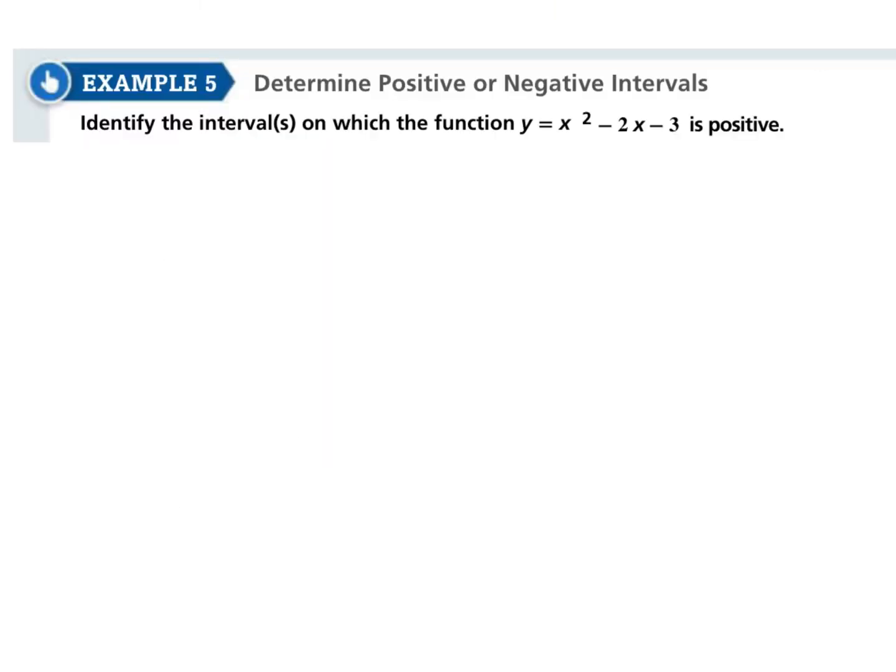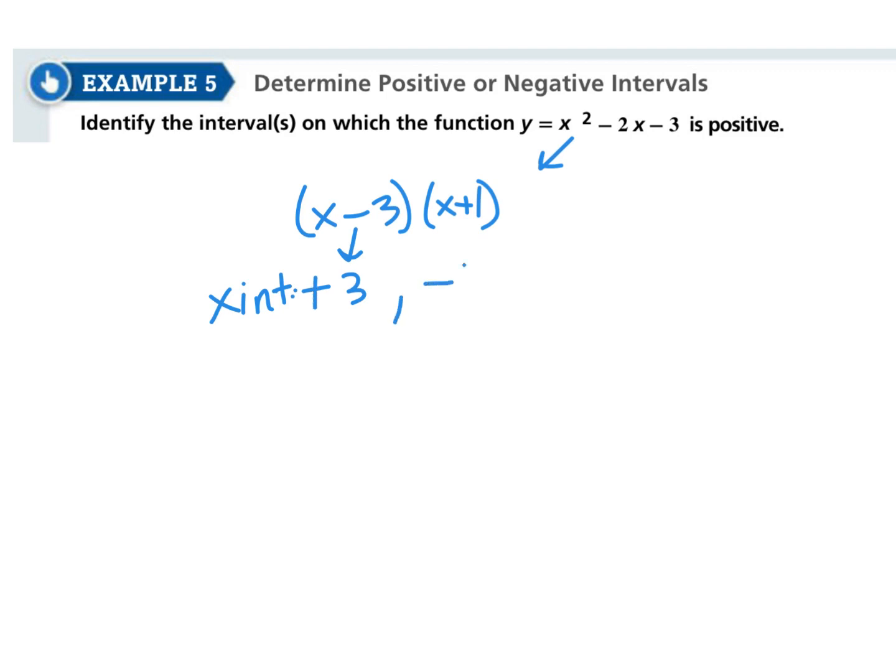Okay, so in this example, this is actually the same factoring as the previous example. So I'm going to go ahead and write out my factored form from that example. That is to say x minus 3 and x plus 1. And what this is asking me to do is to figure out where this is positive. So I know that I'm going to have x-intercepts at -1 and at +3. So I'm going to do just a quick little sketch of this. I have an x-intercept at -1 and another one at +3.